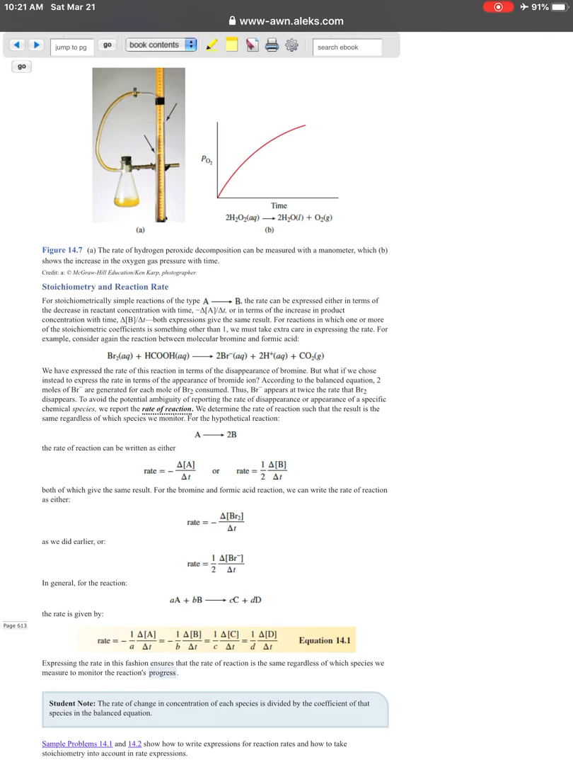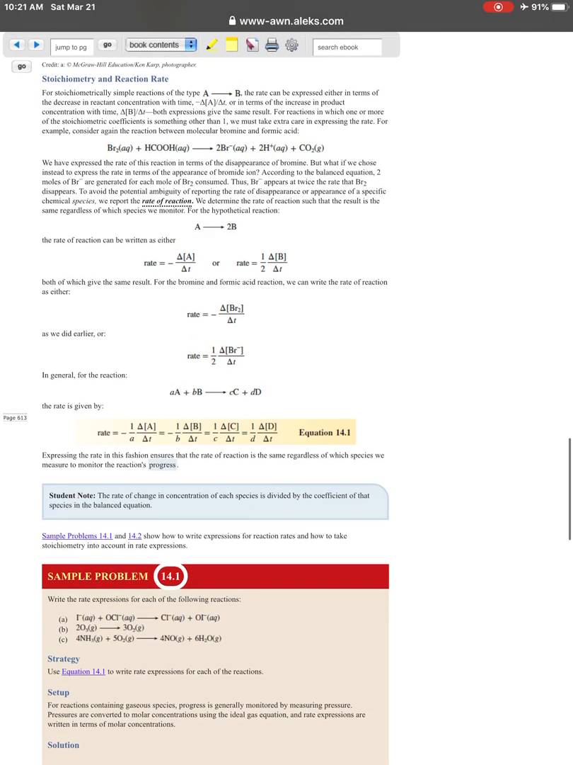Now, if you look at figure 14.7b, see what's happening? The pressure is going up. Why? Well, oxygen is a product, so its pressure is going to increase over time, not decrease. It's not a reactant. Okay, now let's continue reading.